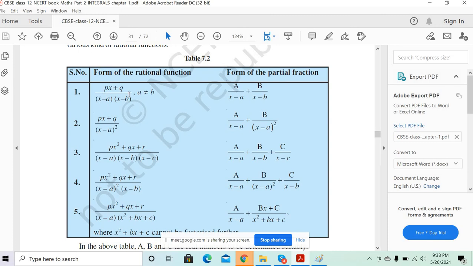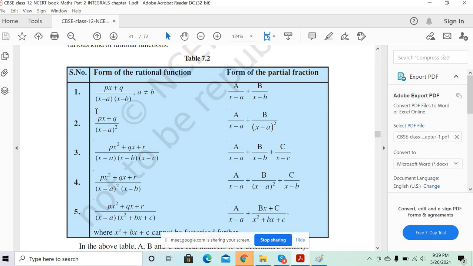Now here what happens is px plus q. Now what will happen? We need to separate it out. Now see, it will become easier, no? When you split it, if it comes in the form of a by x minus a plus b by x minus b, it will be directly integrable. Log will come. Log of x minus a, log of x minus b, right? That is called splitting the denominator. When you split the denominator, that becomes the partial fraction.